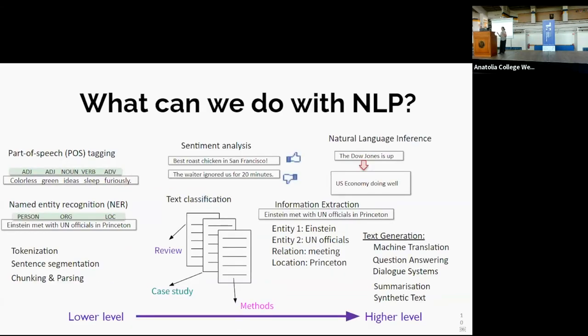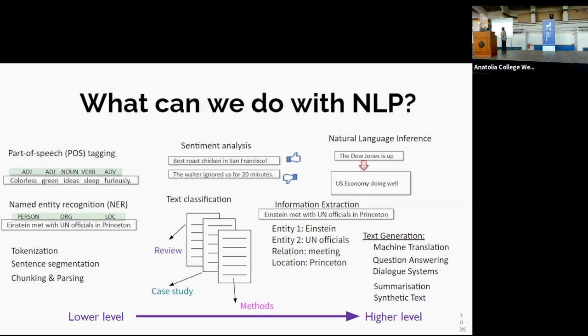We can do a huge number of tasks. Just to name a few, we have classification tasks such as sentiment analysis, where you want to assign a particular label to, let's say, a sentence, and other types of text classification. So you may, for example, want to classify documents as reviews or case studies. We can do question answering, as I mentioned with chatbots. We can do machine translation, fact verification, text summarization, information extraction, document search.